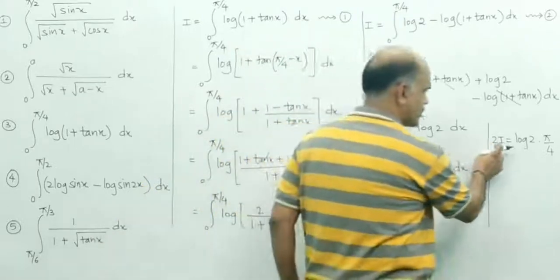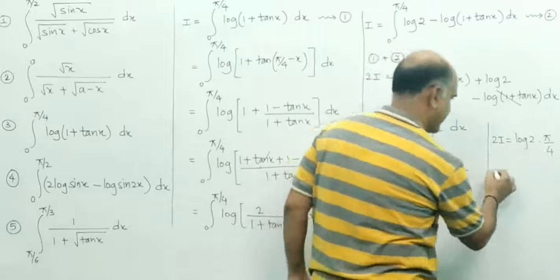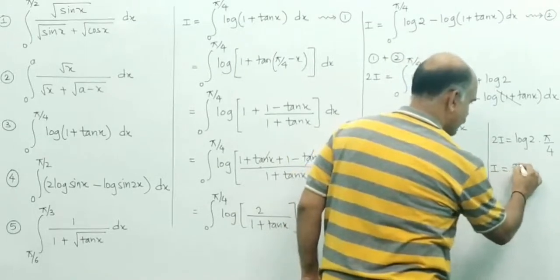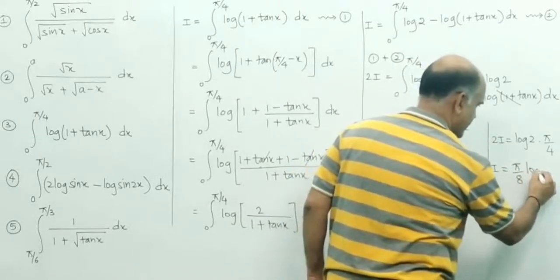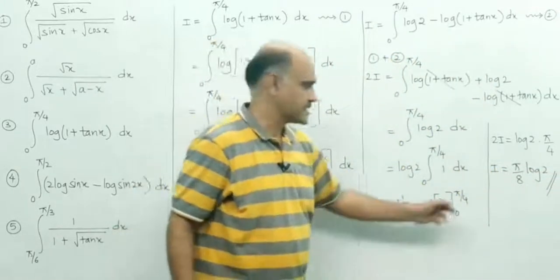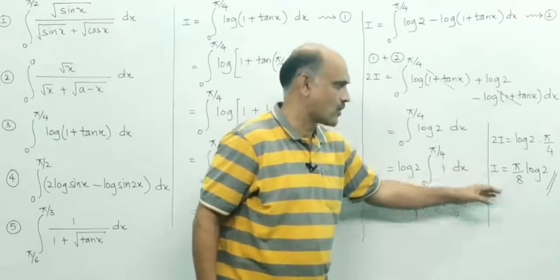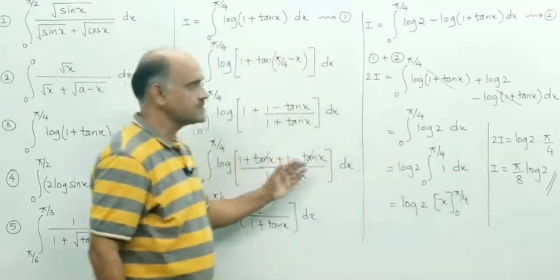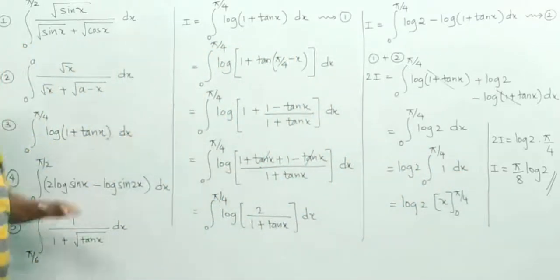Now take this 2 to the RHS or divide. So you will get I is equal to, first I will write pi by 8, then log 2. This is our answer. So I is equal to pi by 8 log 2. Clear, students? So again you can pause, solve this, then we will go for the fourth one.